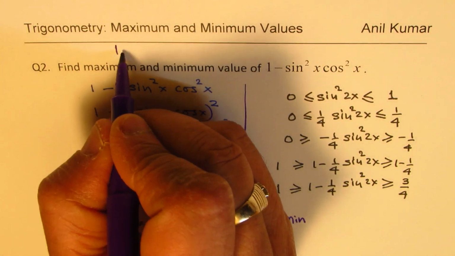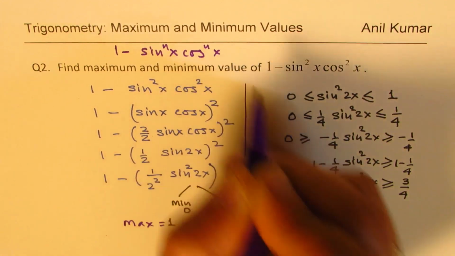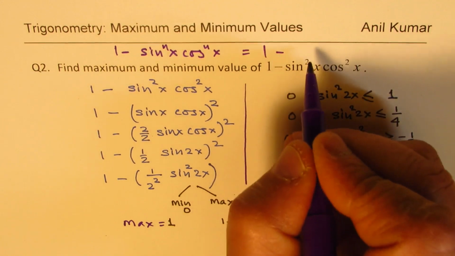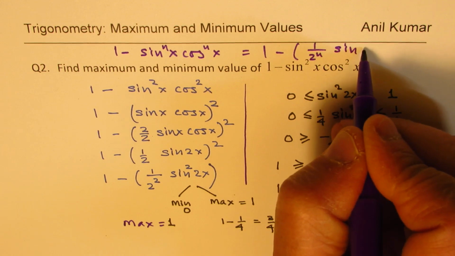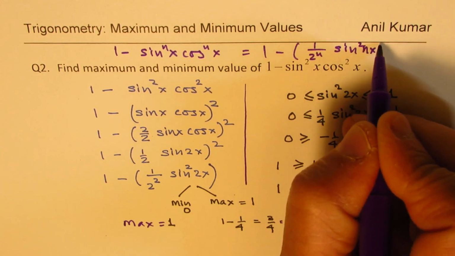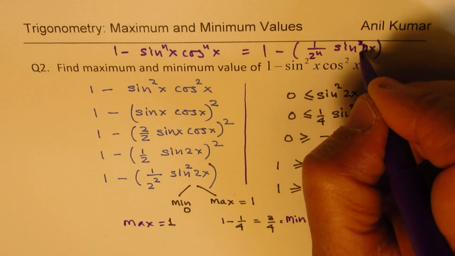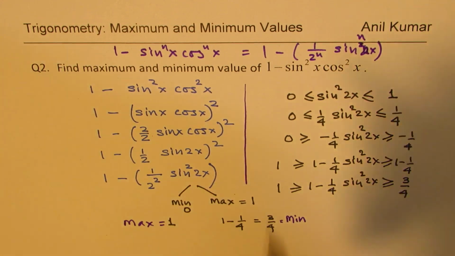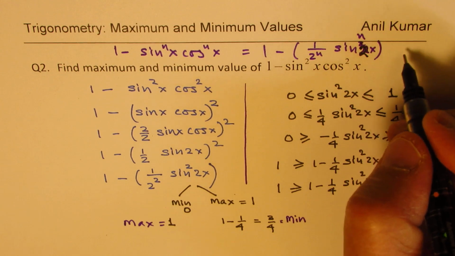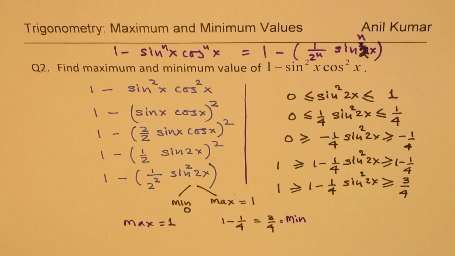So if I have something like 1 minus sine to the power of nx, cos to the power of nx, in that case, this will be equal to 1 minus 1 over 2 to the power of n, sine 2x to the power of n. Okay, I hope you get it, right? So this is sine 2x, and this 2 changes to n. That's what I'm trying to figure out. Is it okay? So that is how it works out.